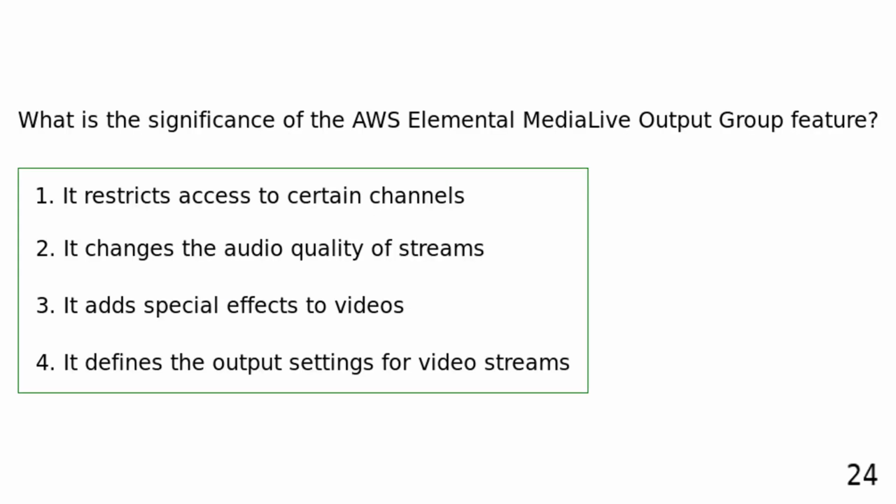What is the significance of the AWS Elemental MediaLive output group feature? It restricts access to certain channels. It changes the audio quality of streams. It adds special effects to videos. It defines the output settings for video streams.